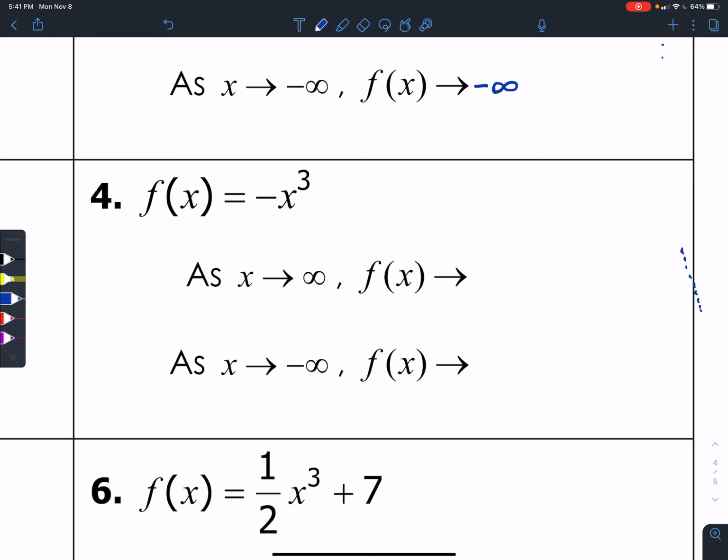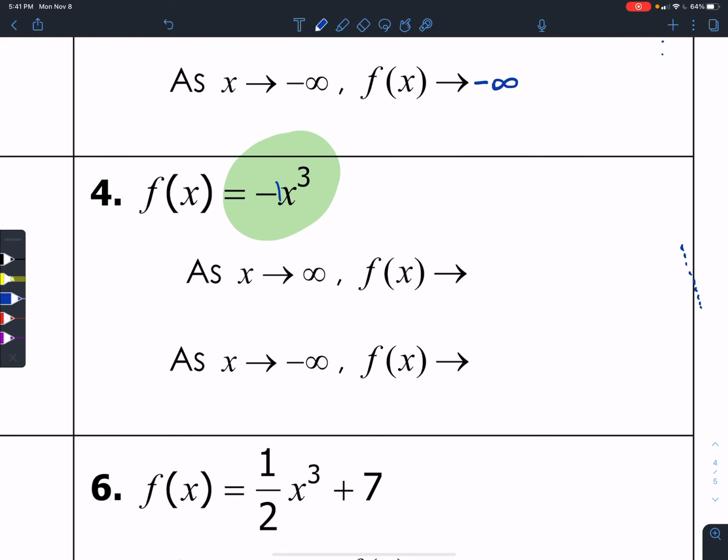Now on this next one, f of x is equal to -x cubed. Looking for our leading term, well, there's only one term, so that one is our leading term. The leading coefficient is -1. That tells us that the right side of the graph is going to be pointing down because it's a negative. The degree is 3. It's an odd number, so it tells us that the left side is going to be pointing in the opposite direction.